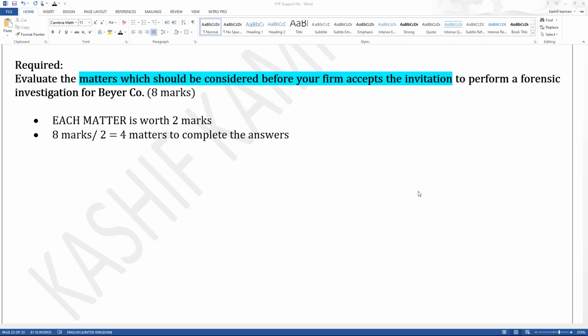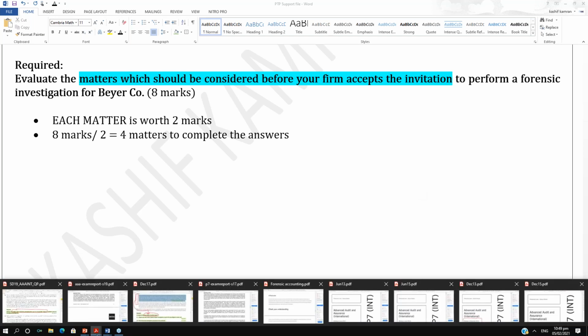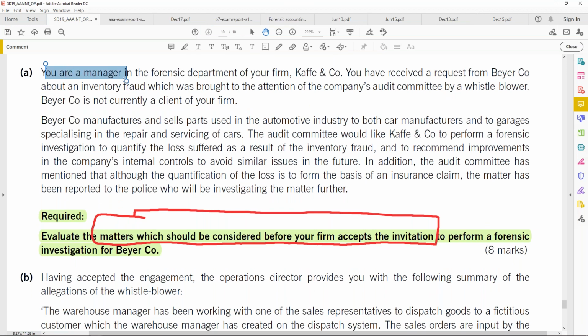Now let's see, is the case helping us here? Let's go back to the case study. Okay, can you read the case study from 'You are a manager' up to this point, 'matter further', the para 1 and para 2. I'm giving you 2 minutes. Just read para 1 and para 2. See if you can find some matters which should be considered before your firm accepts the invitation, or else we need to write the matters from book knowledge. Your time starts now, right? I hope you're all reading.